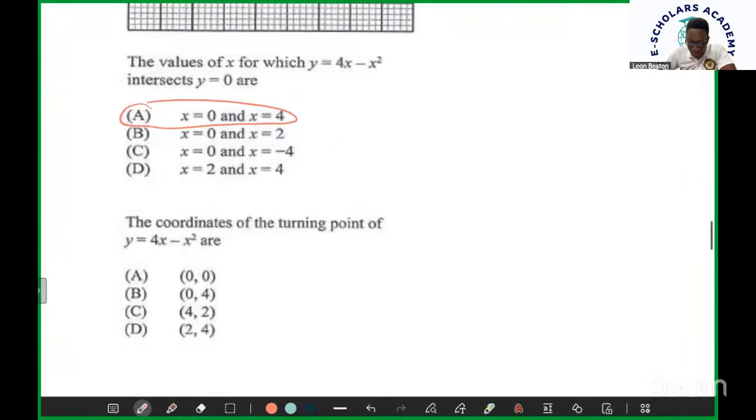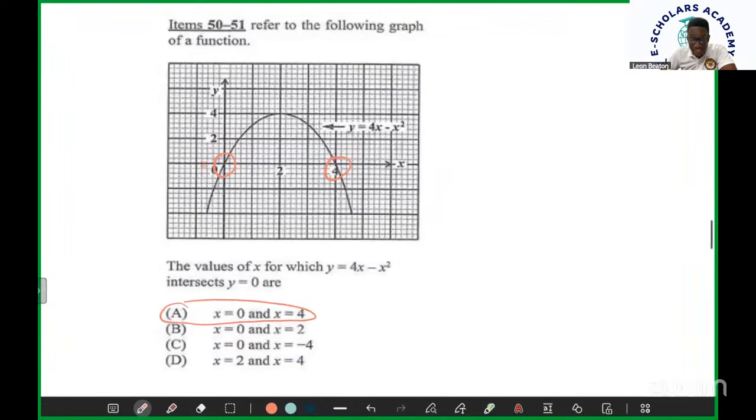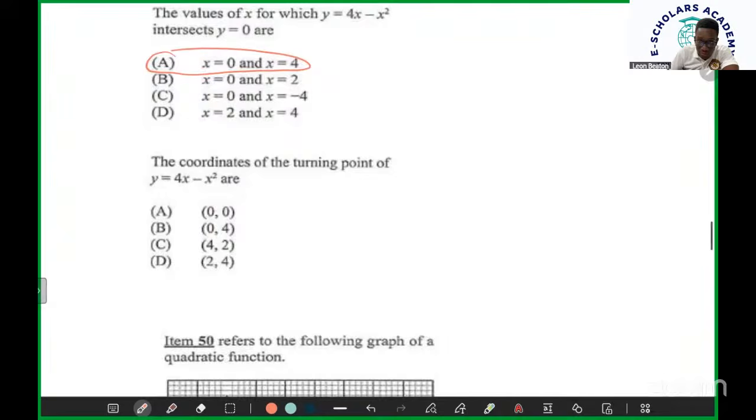So the next one: the coordinates of the turning point of y equals 4x minus x squared are... We know the turning point of this graph is kind of the same as the maximum point on the graph. So the maximum point would be at the turning point as well, which would be right here. The coordinates of that would be, we go 2 across, 4 up: 2, 4. So the coordinates for the turning point would be (2, 4), which is D.